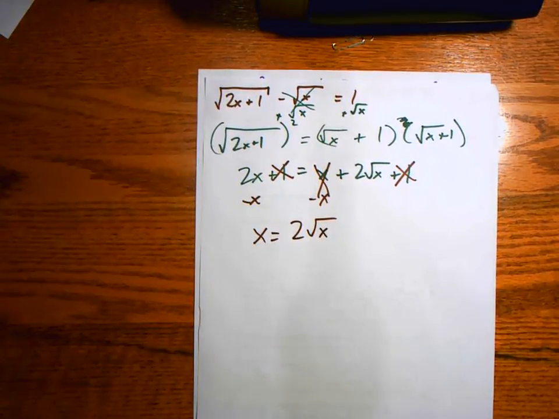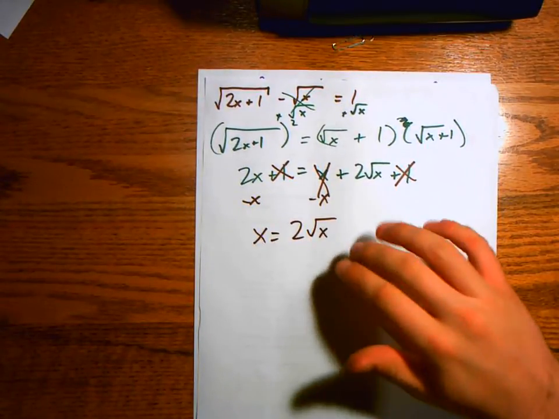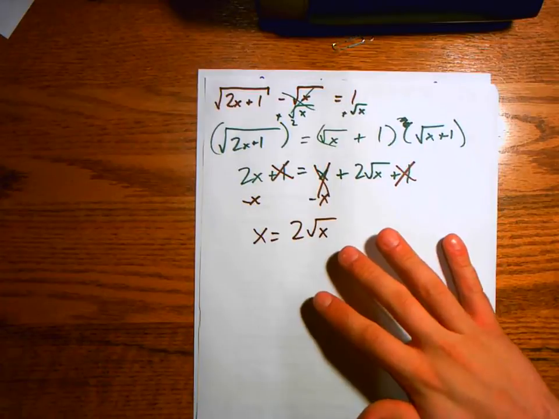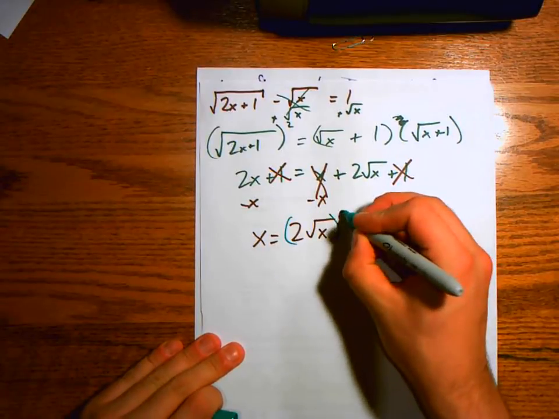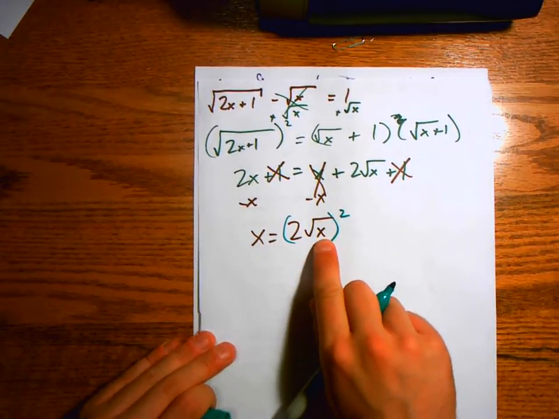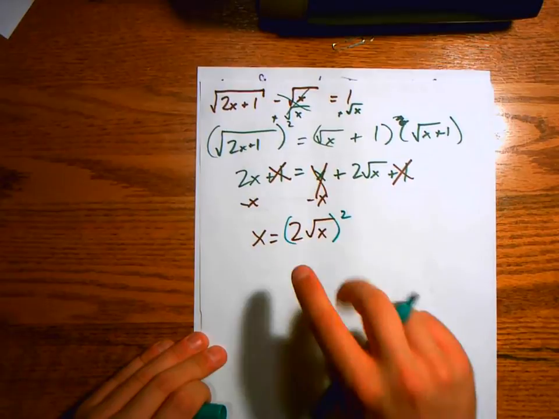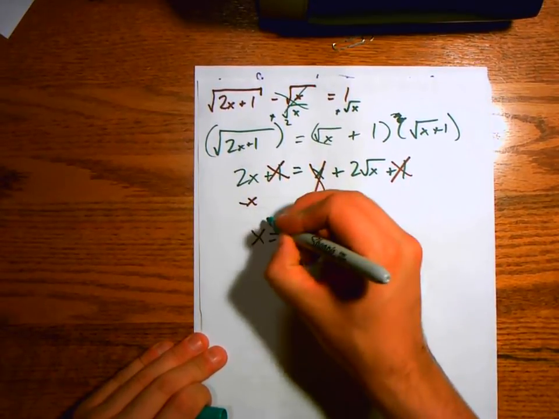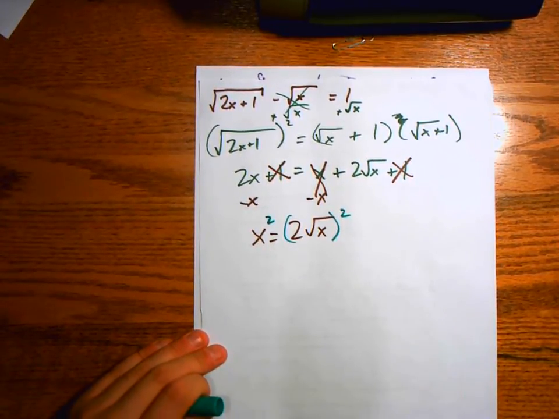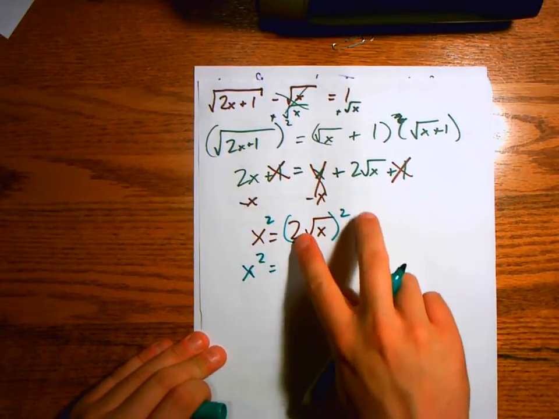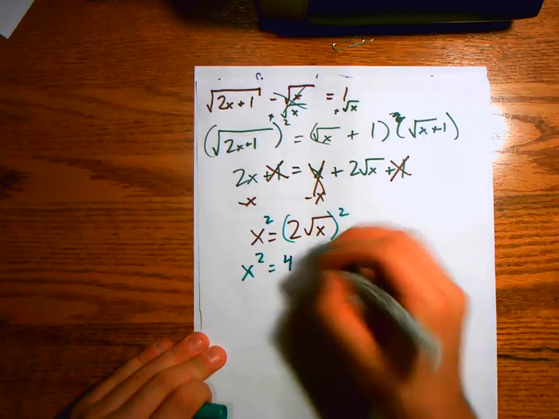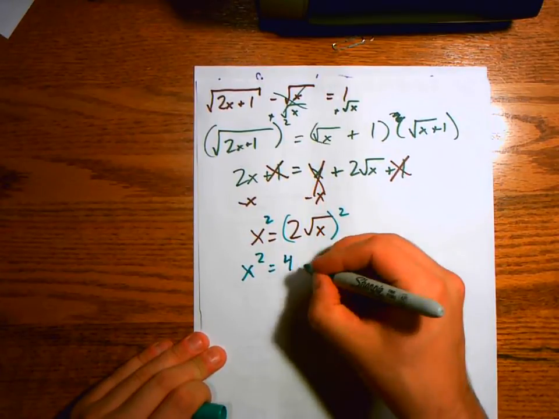Alright, now whatever I can do to get rid of this radical is going to make everything easier. So to undo a radical, I'm going to square it, but I have to square everything on each side of the equation. I can't just square my radical and forget the 2. I must include everything on both sides. So that means I got to square the left also. Now the left is x squared, and the right, 2 squared is 4, and the square root of x squared is x.